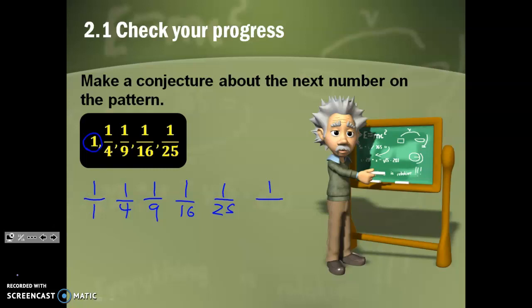But also, if you look, these are all squared numbers: 2 squared, 3 squared, 4 squared, 5 squared, and obviously 1 squared. So if we look at that pattern, now the 6th term would just be 6 squared, which is actually just 36. So there's our conjecture, and that's what we're looking for in that problem.